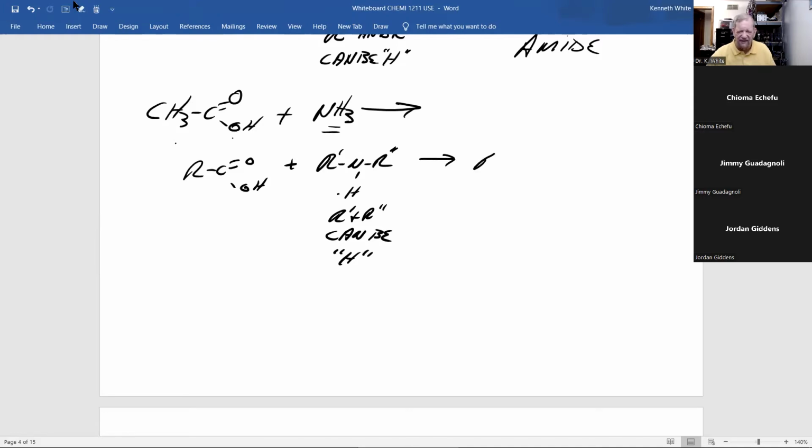And what do you get? An amide. And an amide, like an amine, has 3 bonds to nitrogen. And what's my R group? What's my R prime and R double prime? Hydrogen. Therefore, I get this amide.